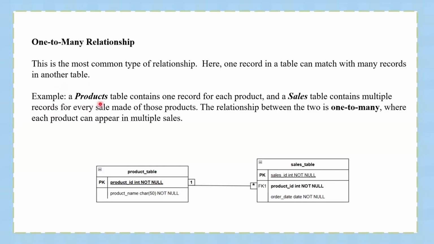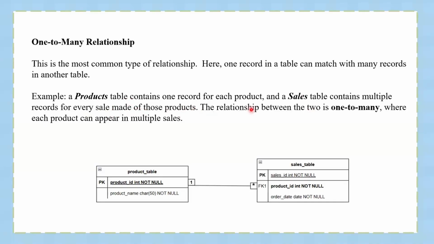And a practical example is a product table that contains one record for each product. Remember, I mentioned the product table is a dimension table in the previous example I gave, because it is basically just listing out the products that the business has for sale, the products that they are selling. So now, a sales table contains multiple records for every sale made of this product.